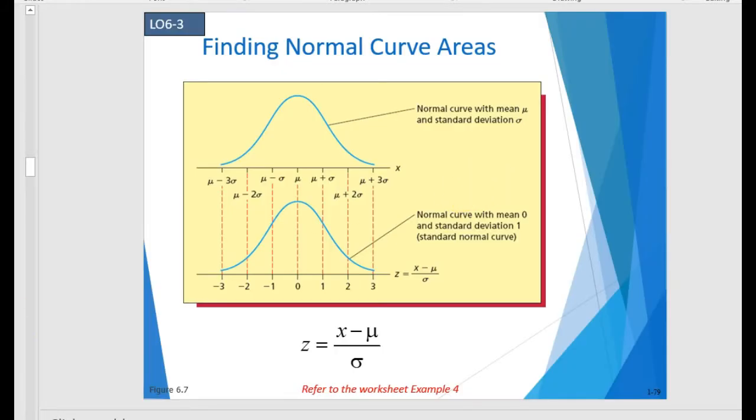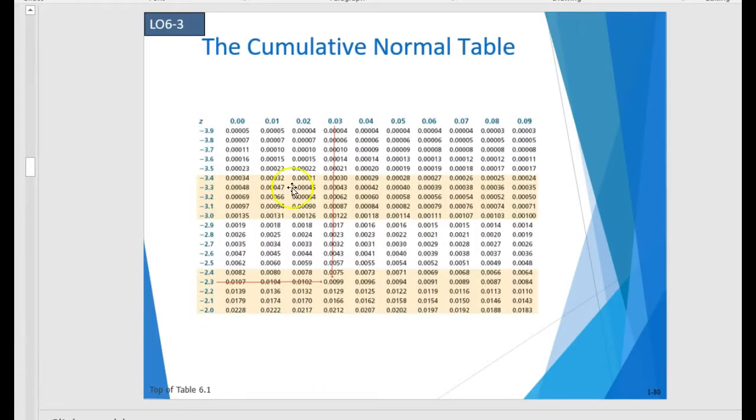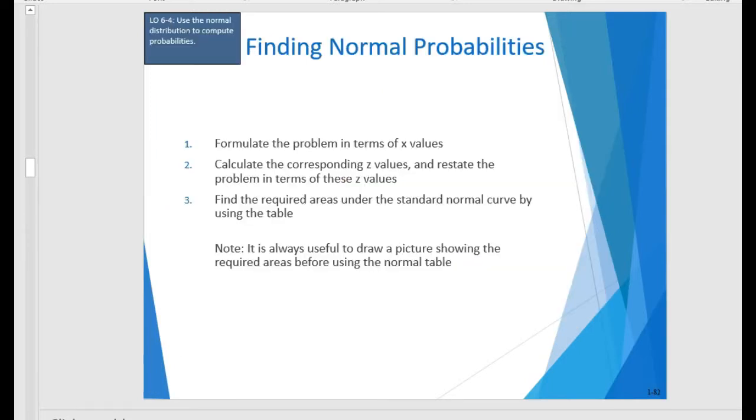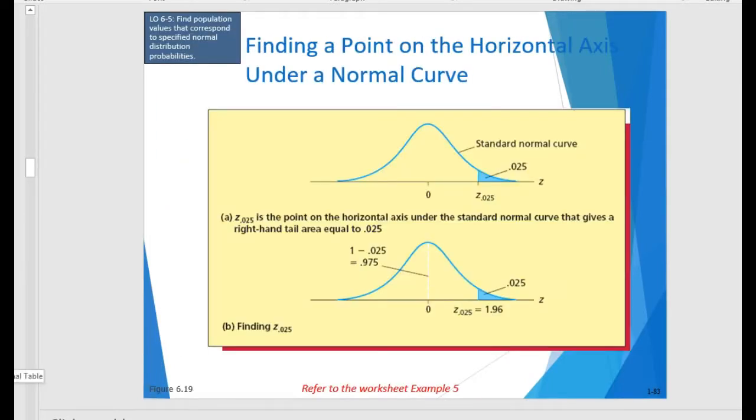So go back here. This is just a shot of the table, and we're going to use this in a little bit. And these are just pictures of calculating the probabilities. So let's just start working on problems. You guys can go back and look at these slides as you would like, but the video is running a little bit long, so I'd rather just get into problems.